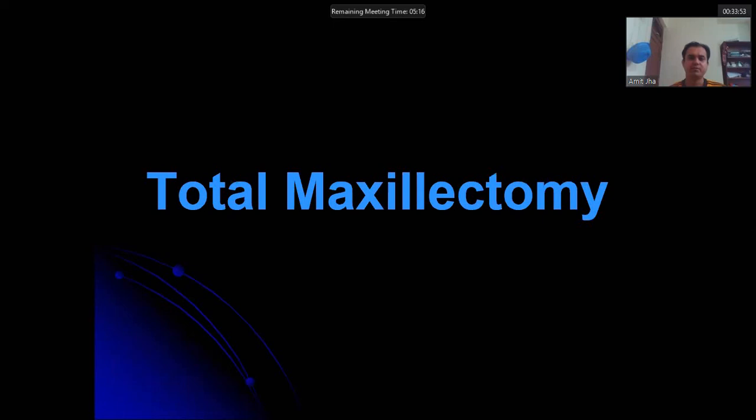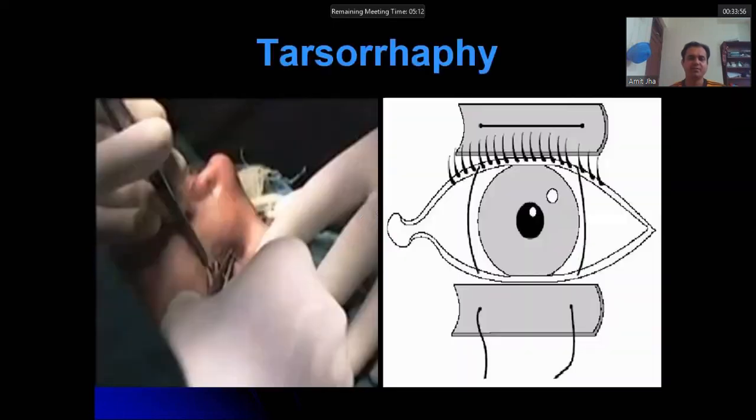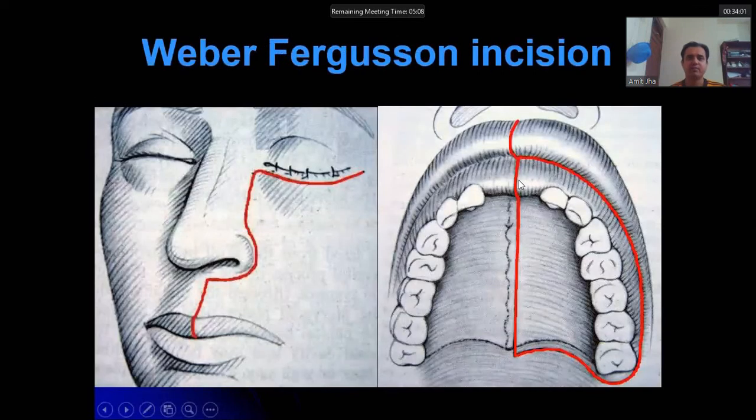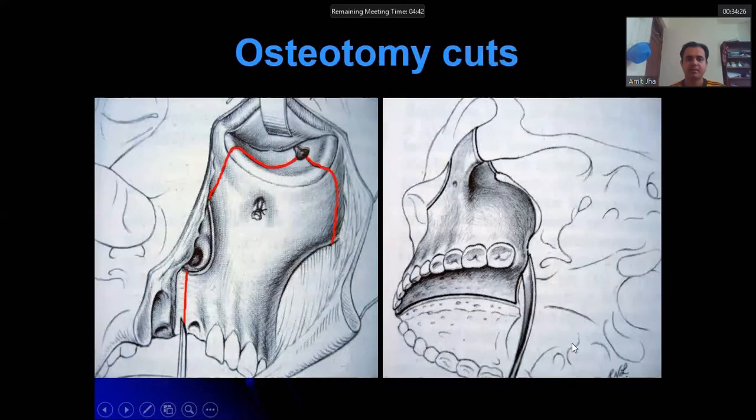Total maxillectomy. Just go through the pictures. Like tarsorrhaphy, the eyelids are closed. That is called tarsorrhaphy. And the Weber Fergusson incision: look here, the incision comes from the lateral canthus going to the medial canthus, infraorbital, and around this groove around the ala, and the lip is split. Look, the midline is not crossed, and the incision is made like this. All of this part is removed. The maxillectomies are done from here. These are the osteotomy cuts that are done.